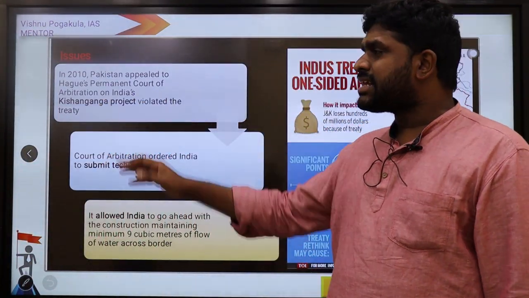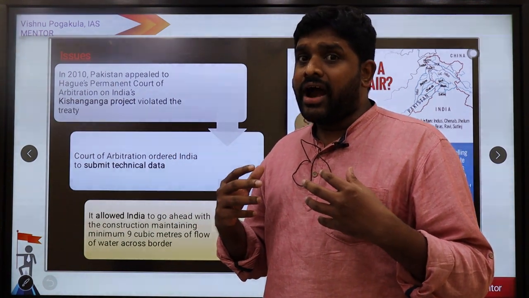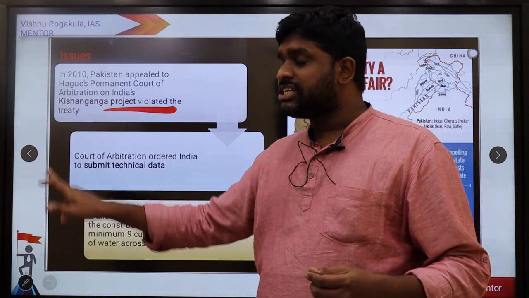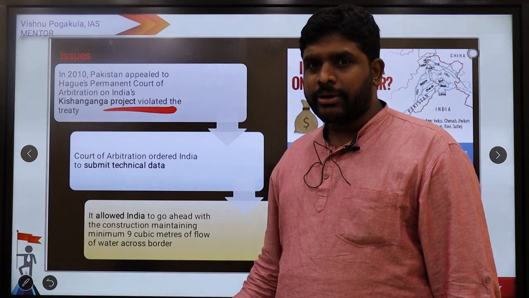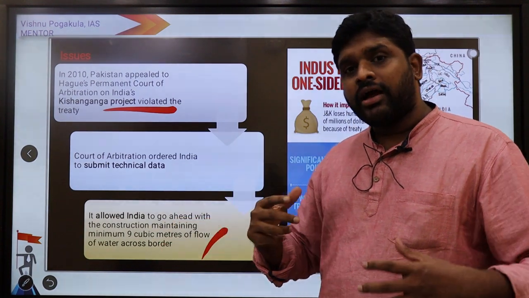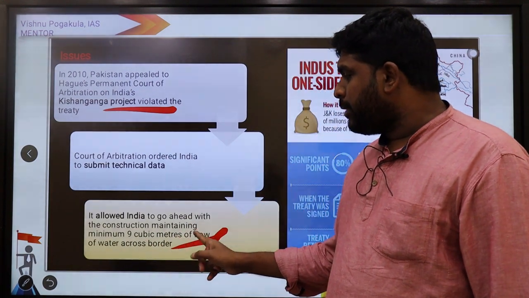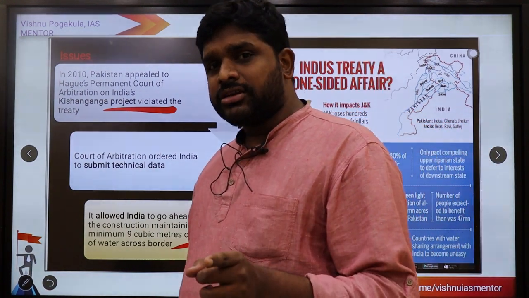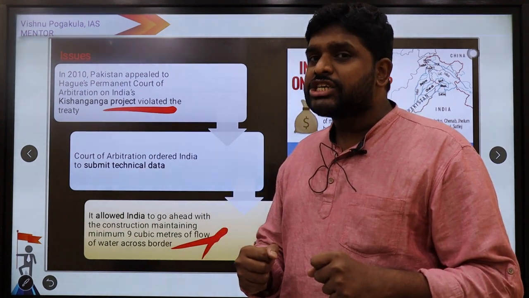In 2010, Pakistan appealed to the Hague's Permanent Court of Arbitration. Pakistan had filed a complaint against the Kishan Ganga project, which is scheduled by India. The Court of Arbitration asked for technical details, and gave the pronouncement that yes, India can move forward, but with some conditions. 9 cubic meters of flow of water across the border is allowed. So in the Permanent Court of Arbitration of Hague also, India won the case with respect to the Kishan Ganga project.